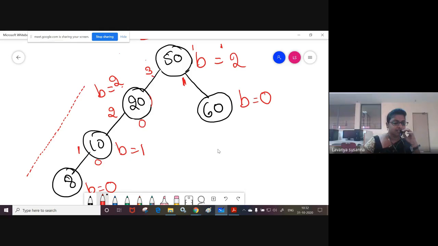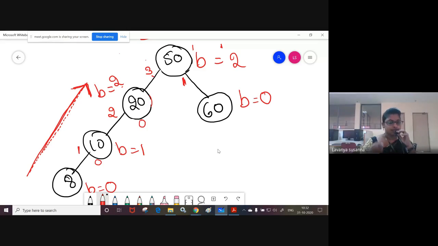See, once again, from the lastly inserted node. What is the lastly inserted node? 8. From node 8, you need to traverse in that path only, from node 8 to the root node. While you are traversing from node 8 to the root node, you got at node 20 B equal to 2. Now you need to apply rotations at this node.